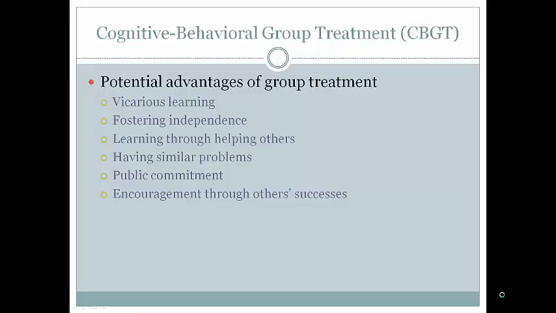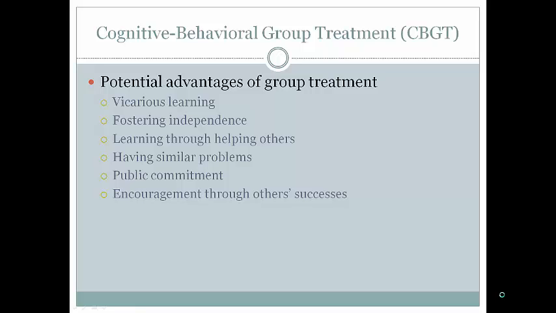And when there are other people sharing their feelings and thoughts and they have similar ones to you, it makes you feel better. It also fosters independence in the sense that you can practice in a safer environment. You can learn through helping other people. A lot of people feel better that way.